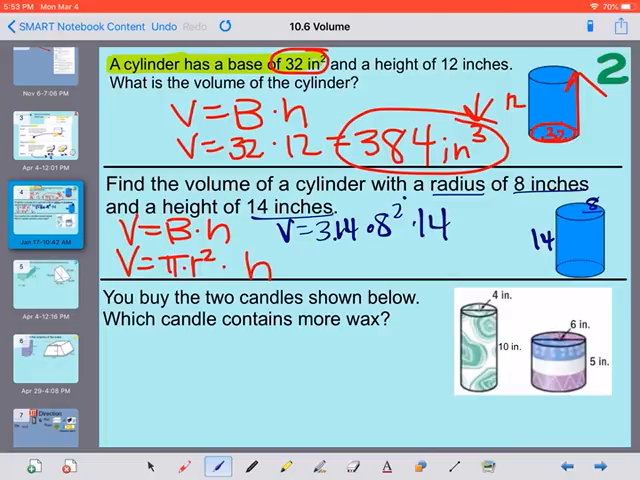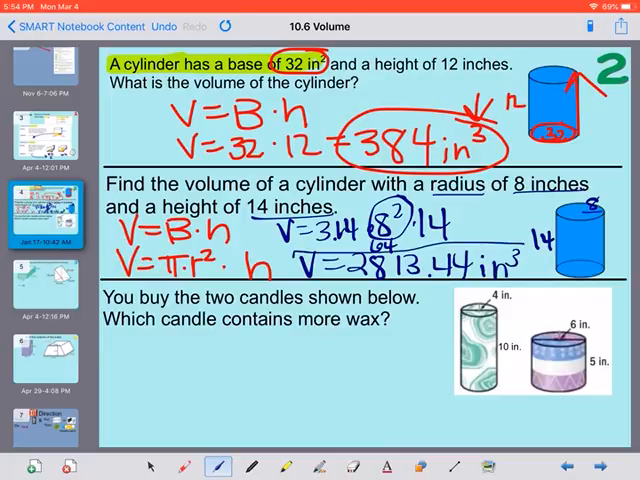I'm going to evaluate 8 squared first because of order of operations, but your calculator will know that because it's all multiplying here. 8 times 8 is 64. So we have 3.14 times 64 multiplied by 14. So the volume of this cylinder is 2,813 and 44 hundredths cubic inches, or inches to the power of 3, because it's a three-dimensional shape. If we were going to pour water into that cylinder or pop or anything, we would be looking at something we could hold. 3 dimensions. Okay?